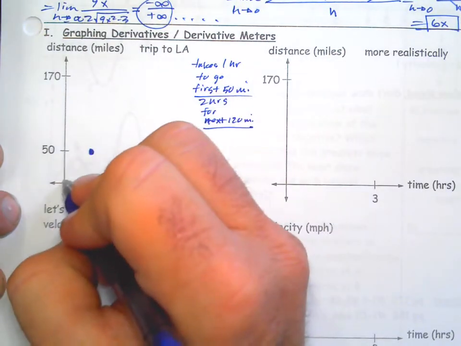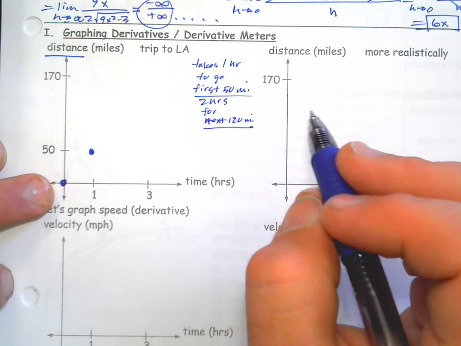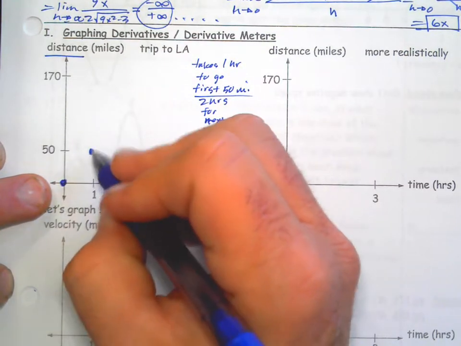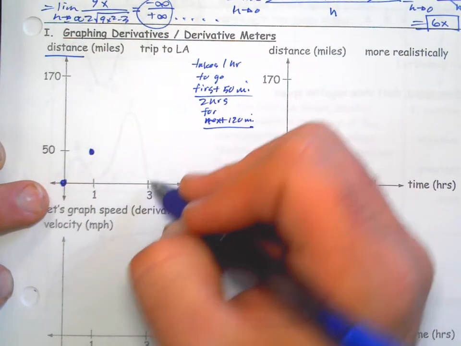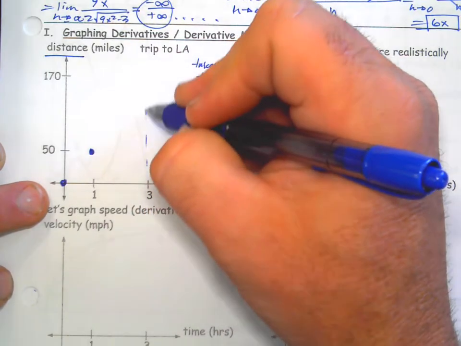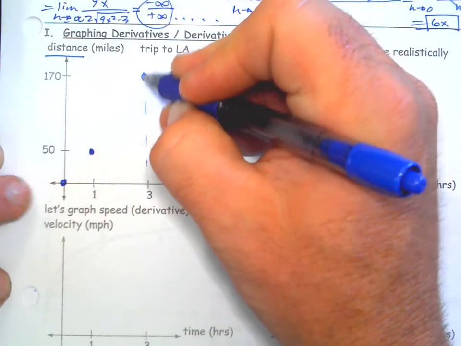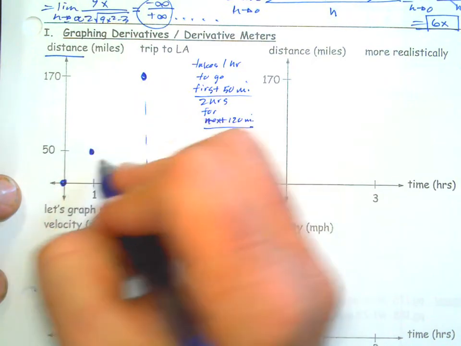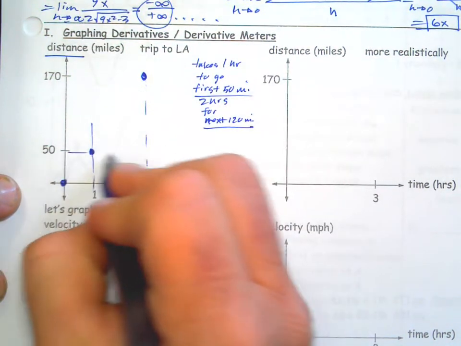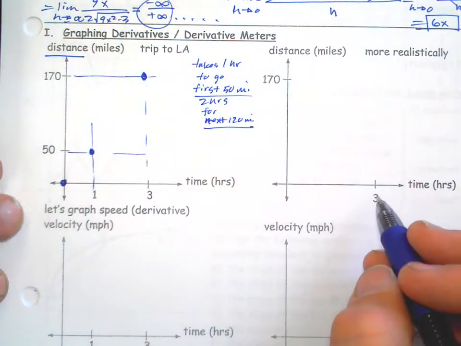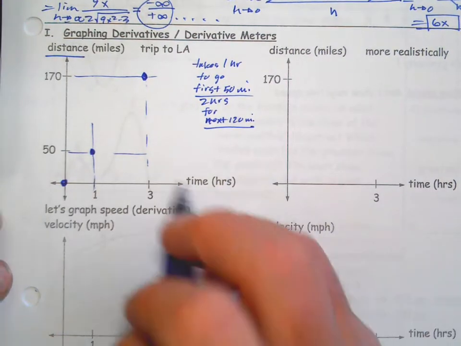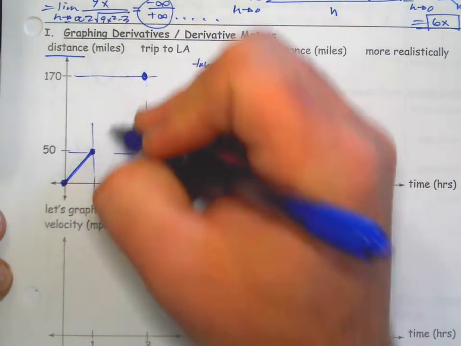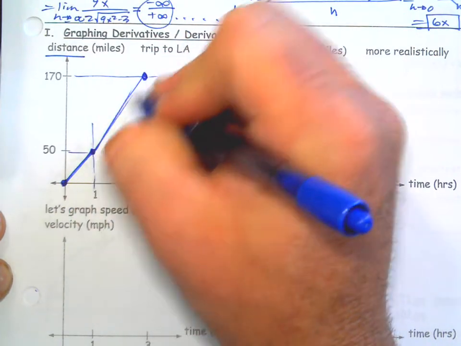So we're starting at, this is a distance graph. We're at distance 0 at time 0. At 1 hour, we're at 50 miles. At 3 hours, we're going to be up to 170, because we did 120 more, right? So now, can we just connect these dots with sort of straight lines?